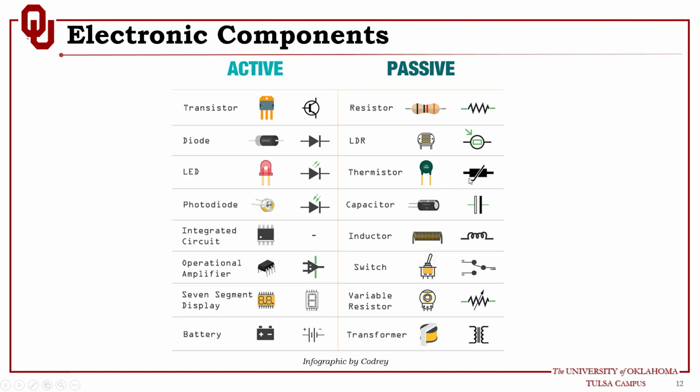We have capacitors, non-linear, passive. We have inductors, and switches, which are electromechanical, also classified as passive. We have variable resistors, they are still passive. We have transformers, they are also passive.